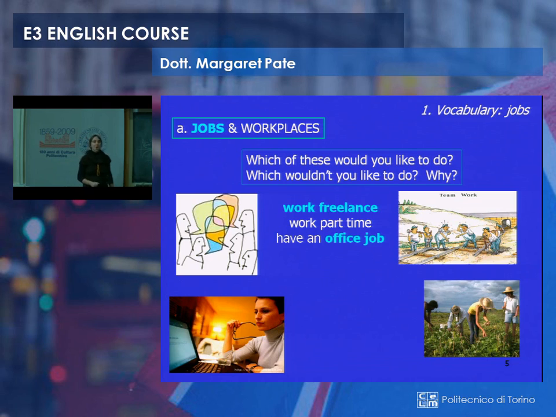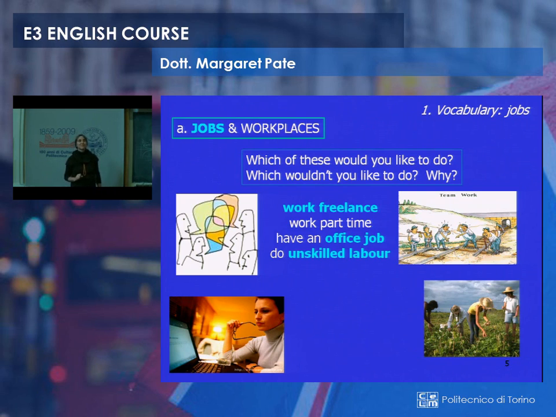Have an office job. You can see a picture here of someone working in an office. The person with the glasses at the bottom of the screen has an office job. Do unskilled labor. Again, you'll find that word translated, but in English, unskilled is a type of work which requires no specific professional qualifications or training. So labor is another word for work.